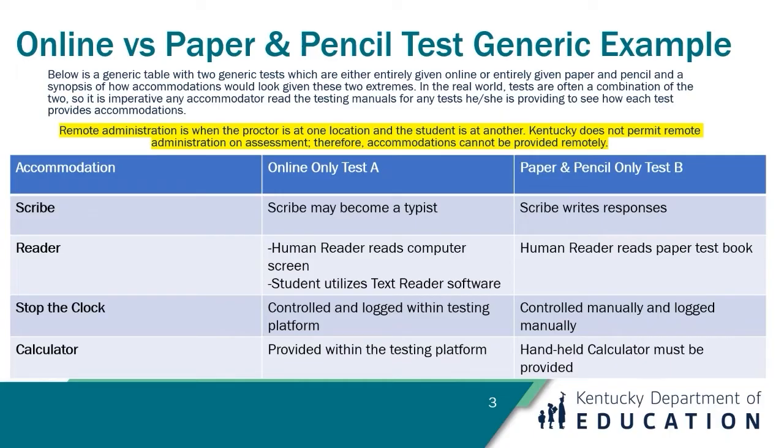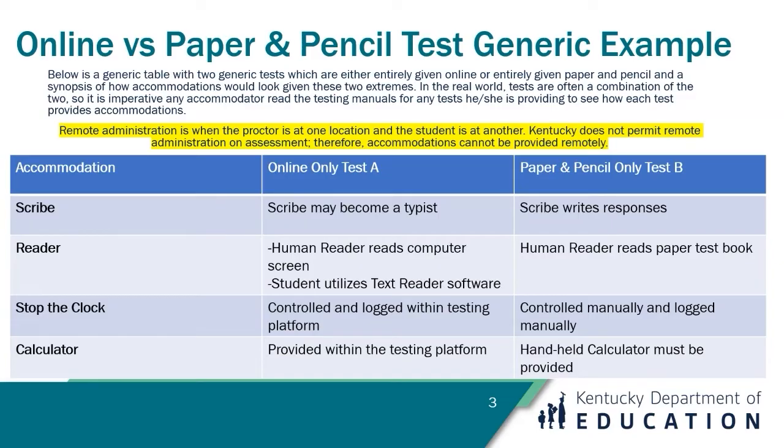Stop the clock on an online test is likely controlled within the testing platform, whereas on paper and pencil tests, it would have to be manually logged. Calculators on an online-only test are likely provided within the testing platform, but on a paper and pencil test, a handheld would be provided. Once again, the accommodations themselves are the exact same. This is also an extreme example of a test only given in one medium or another.